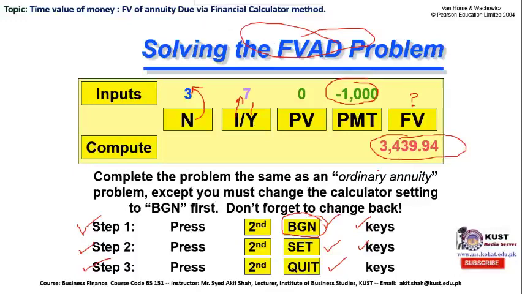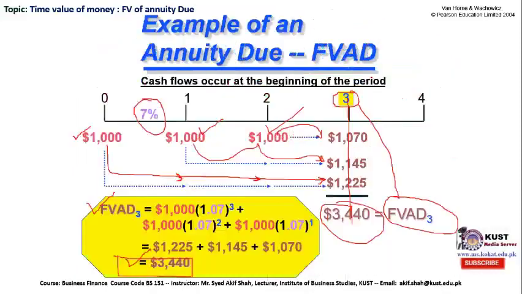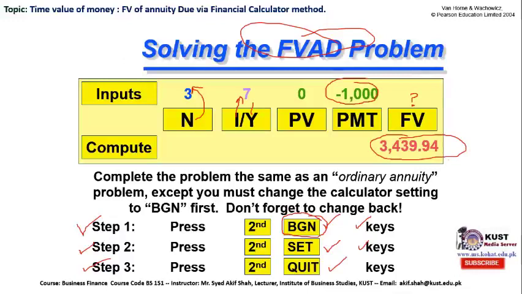But we can see that there is only a slight difference between the answers. So we can say that all three methods are very good to come up with the future value of annuity due. With the help of the formula, we reached 3,440. With the help of the table method, we reached the same answer. And with the help of the financial calculator, there is only a 0.06 difference, which is very minute and negligible.